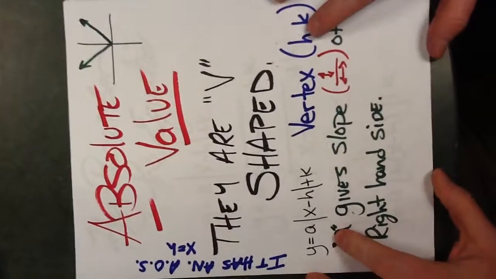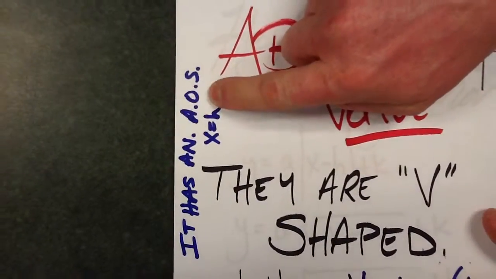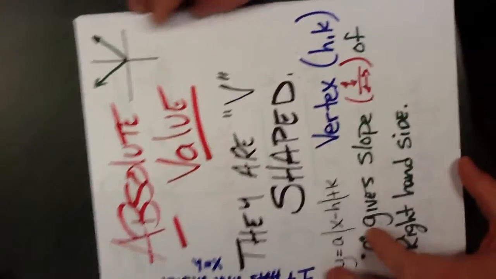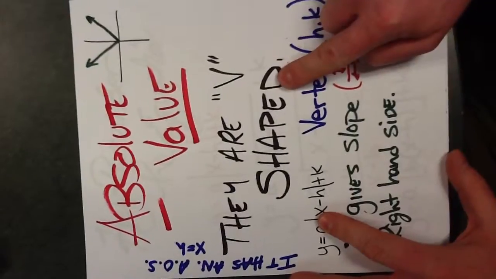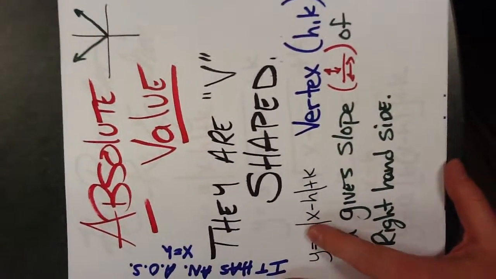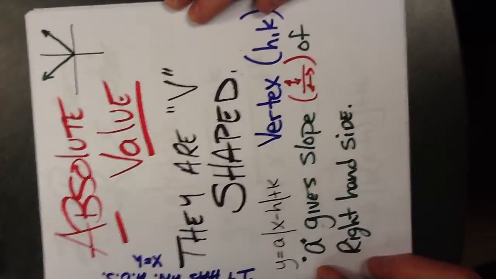Next one. Absolute value. It has an AOS. What does AOS stand for? You need to know that. Look in your notes. X equals h, absolute value. They are V-shaped. V for victory. V for Mother Russia or something. I don't know. Something along those lines.